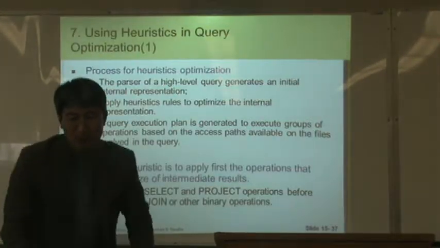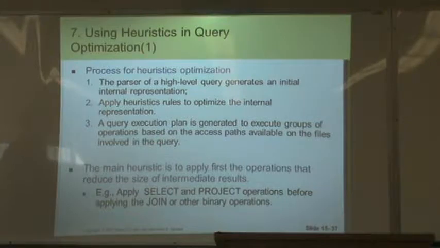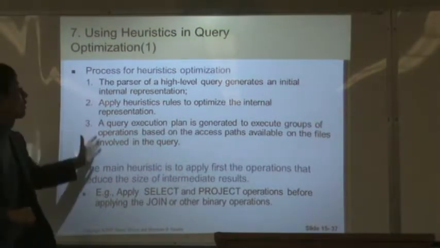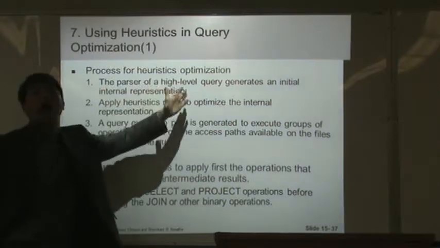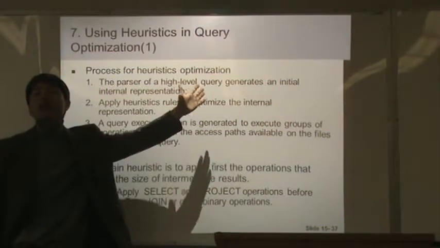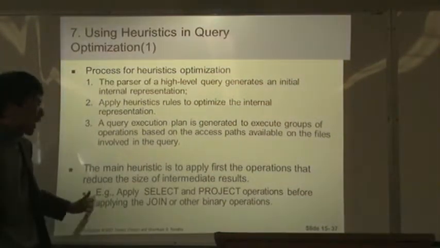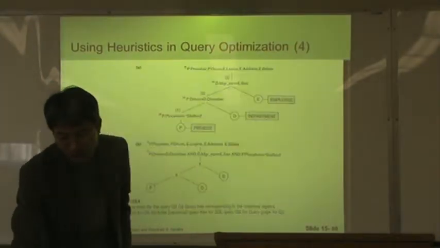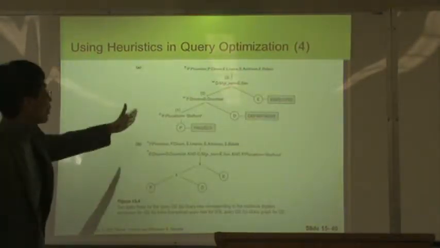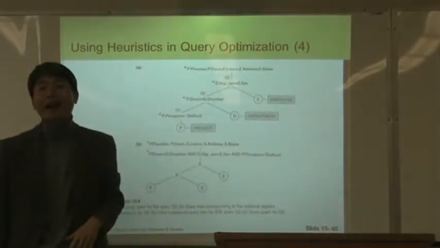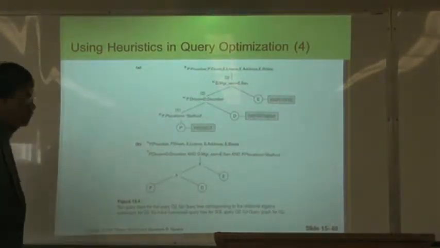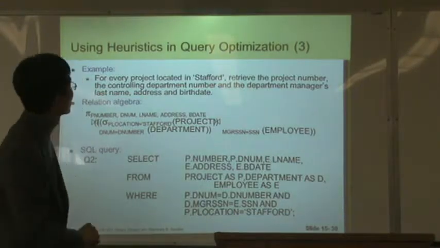Okay. So using heuristics in the query optimizer, this is the process of heuristic optimization. First, the parser of the high-level language generates an initial internal representation. How? Query tree or query graph. So a query tree is like this one. We can make the tree based on what? Relational algebra. So why don't you take a look at the example of this query.